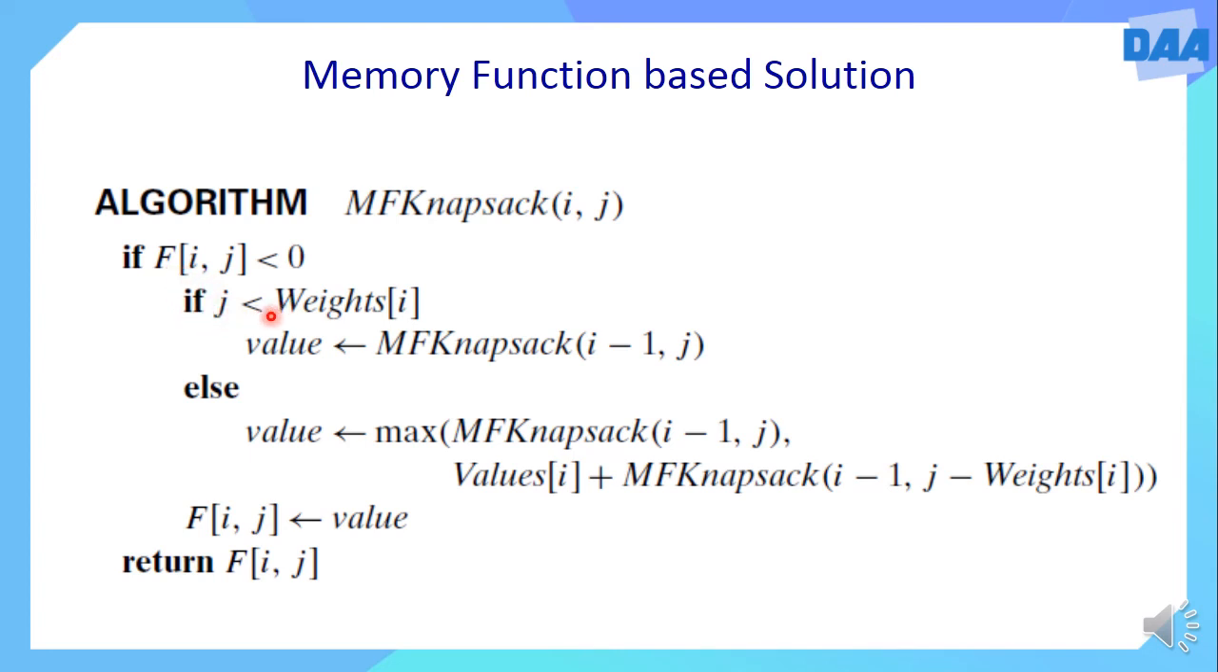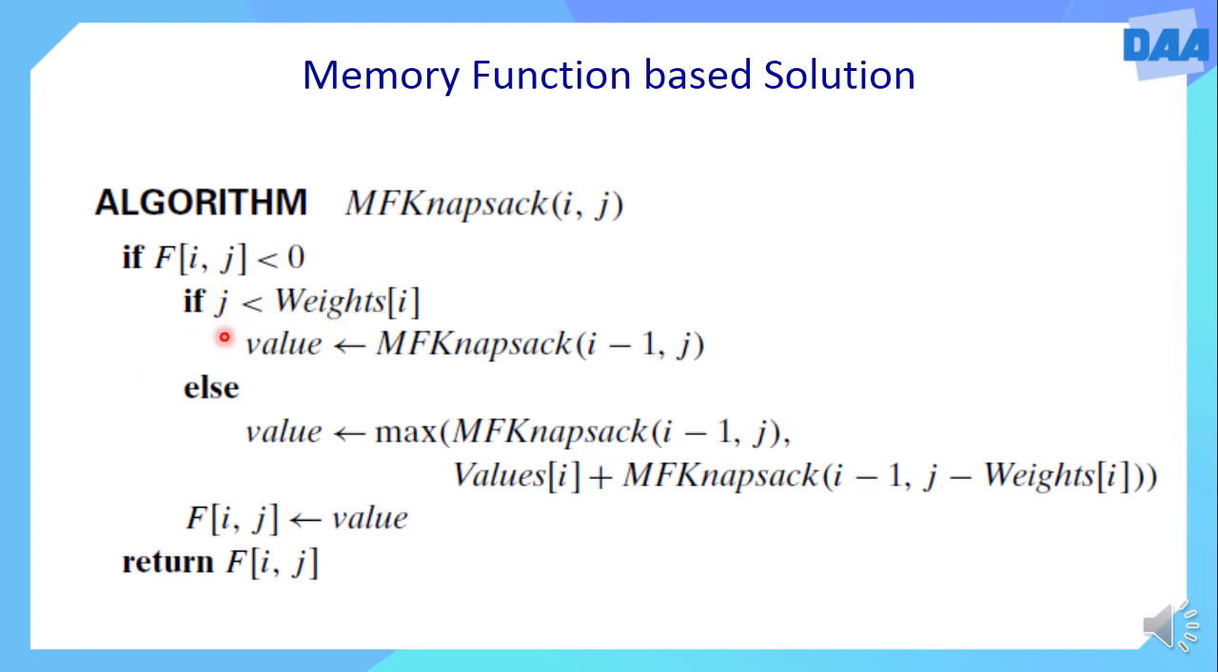If j is less than the weight of the ith item, that is, the capacity of the knapsack is less than the weight of the item, then we cannot put the ith item. So value is nothing but f of i minus 1, j. The recurrence relation is the same one that we have used earlier. So value is nothing but call the algorithm with i minus 1 comma j.